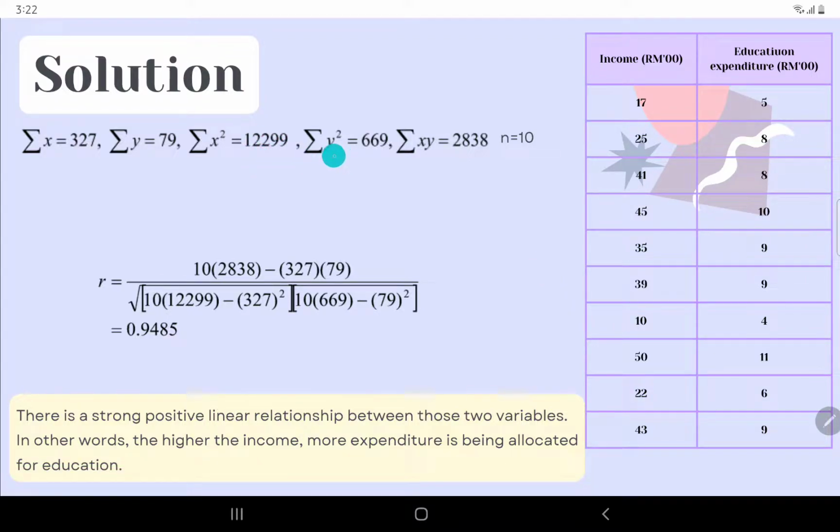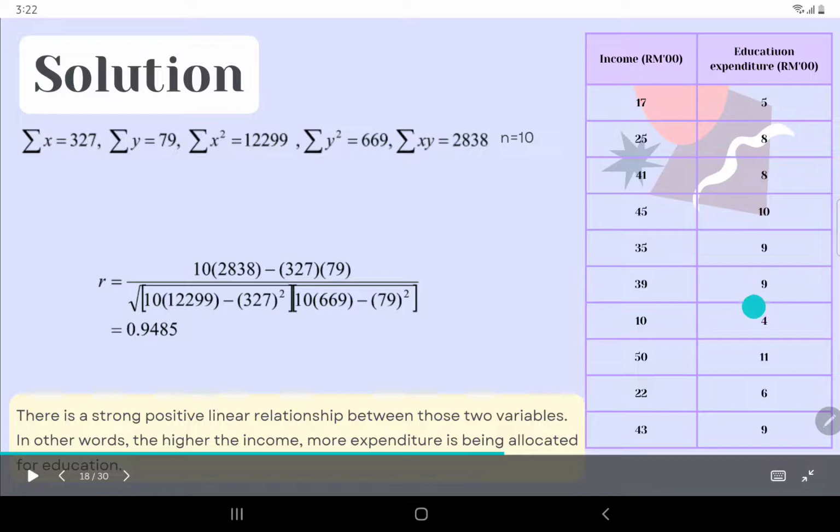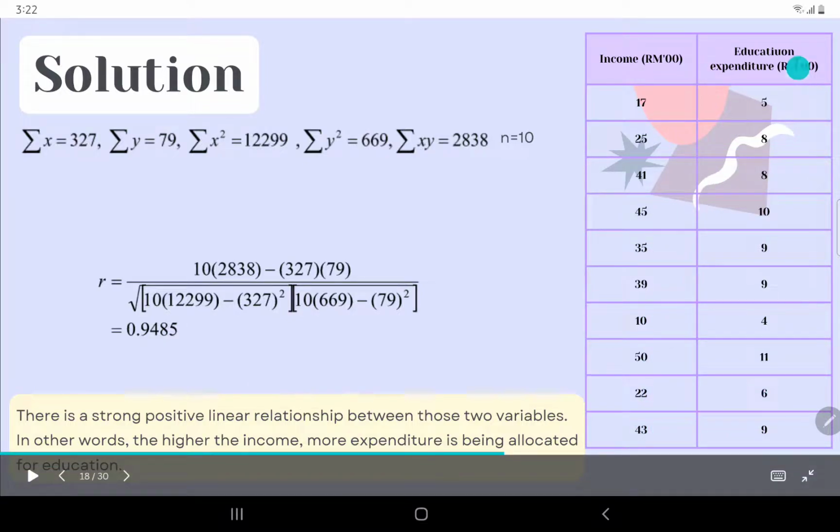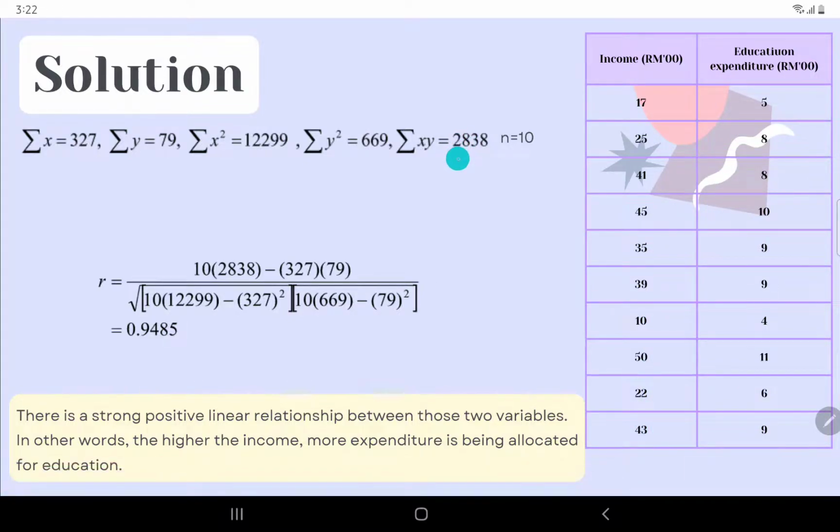And then total of y square. Semua y ni kita square kan. And then tambah semua. Okay, it is equal 669. And then total of xy. Okay, xy maksudnya you need to multiply x and y. Okay, multiply first column, first row, multiply second row, third row until the last row, multiply and then total up. So we'll get 2838. And our n is 10.